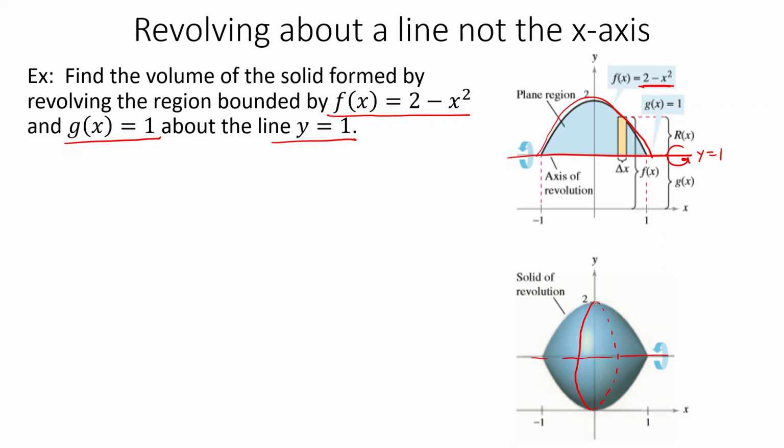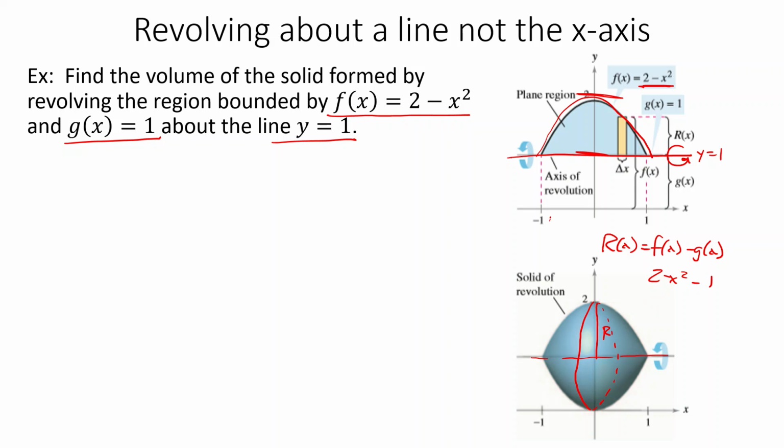So I should do dotted lines around the back here. And it's going to have this radius here, which is going to be the height here. But that height is the difference between f of x and g of x. So my radius is going to be f of x minus g of x. All right, and in this case, my radius f of x is 2 minus x squared minus g of x, which is 1. All right, and we're going to have all that squared.